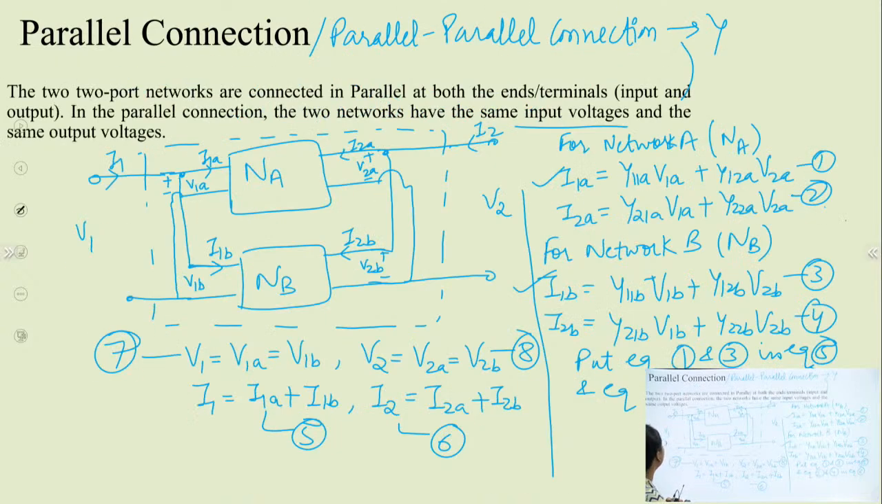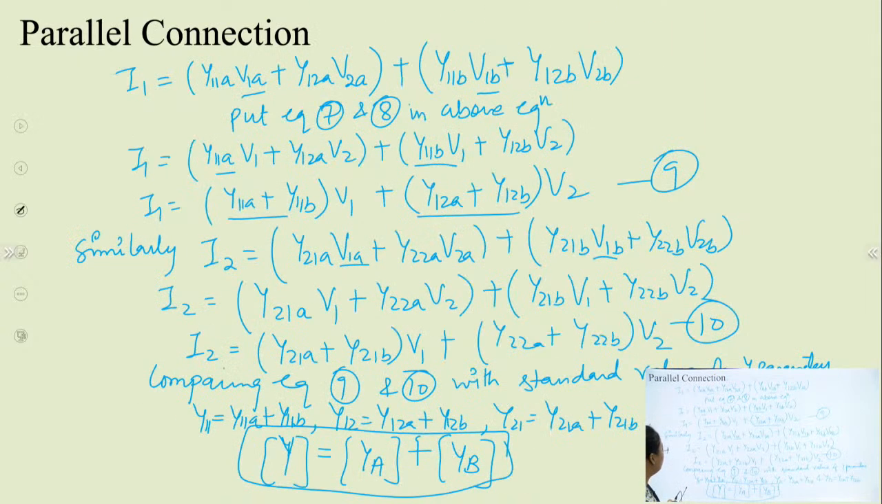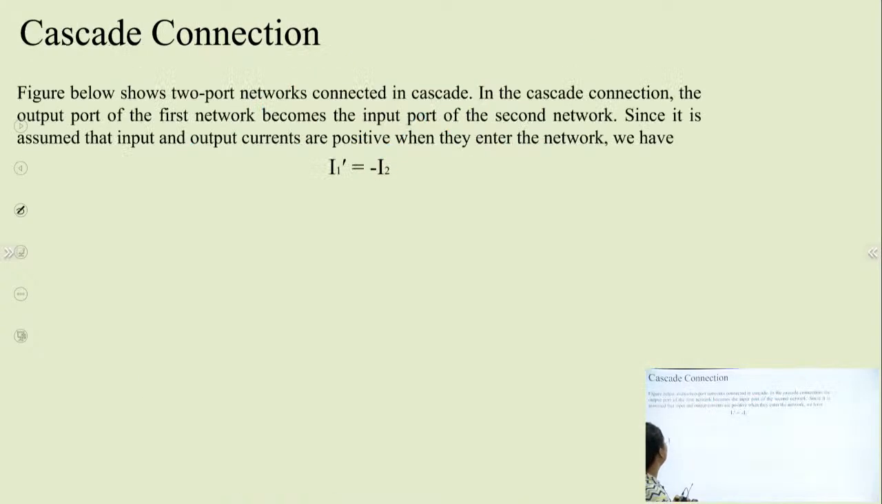So this is the result for Y parameters, and now coming to the cascade connection. Cascade connection is also called tandem connection, when the output of one network will be the input of another network. For cascade connection it means that the two networks are connected back to back.